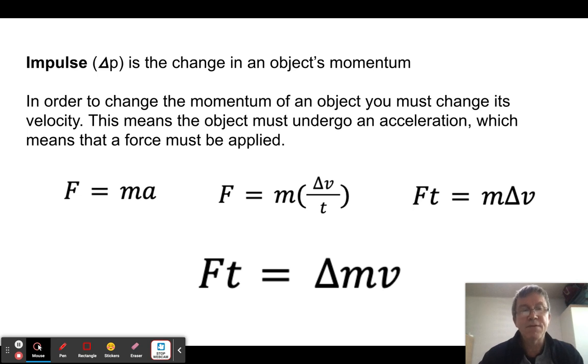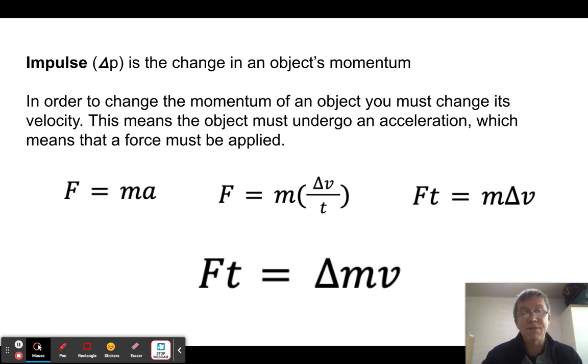Now, impulse is a very related concept here. It's a very cool concept, as you'll see in a minute. And it may be something you haven't heard much about before. So, impulse, simply put, is the change in an object's momentum. All right. But if you think about it, how would I change an object's momentum? Well, I'm not going to change its mass. What I'm going to do is change its velocity.